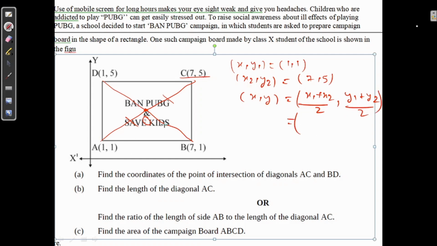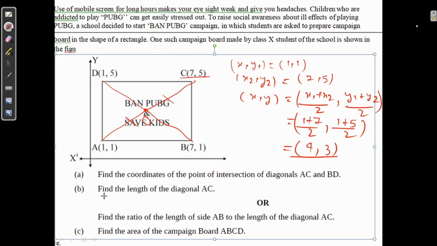Value of x1, you can see it is 1. The value of x2, you can see it is 7. Comma, value of y1, it is 1. Value of y2, it is 5, by 2. 7 plus 1, 8. 8 by 2 will be 4. 5 plus 1, 6. 6 by 2 will be 3. Easy. What is difficult in this?